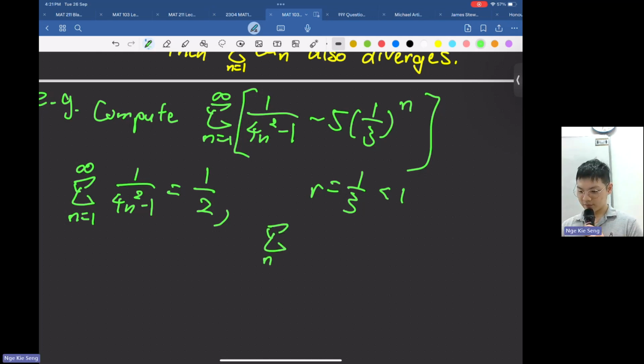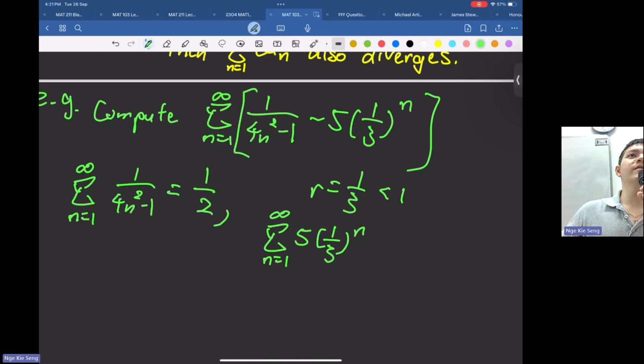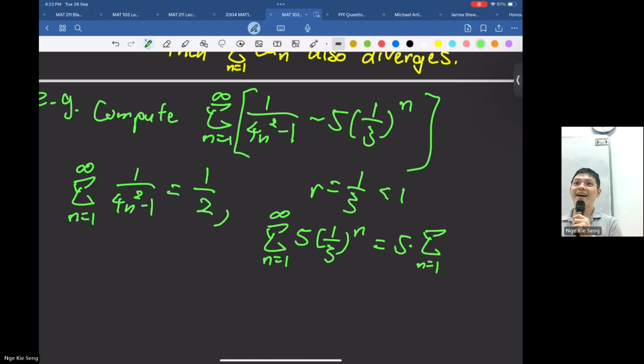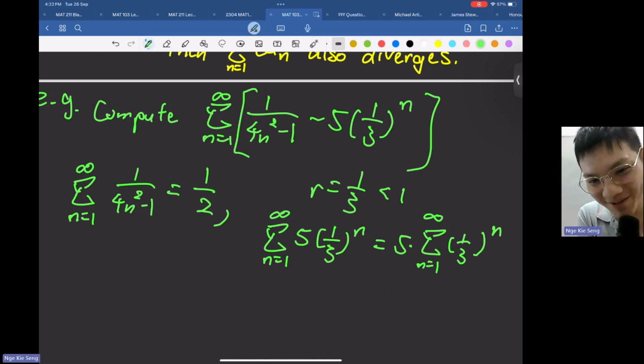So this converges to where? How to compute? Han Wei, to compute the sum. Take the 5 out. Can you take the 5 out? Yeah, right. Sometimes if you want to, you cannot do it. Because 1/3 converges and is a geometric series, so you can pull the constant out.